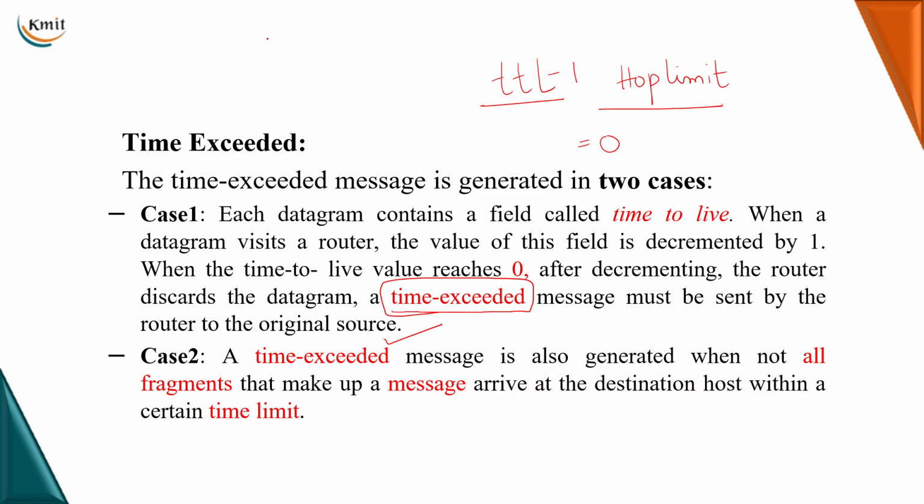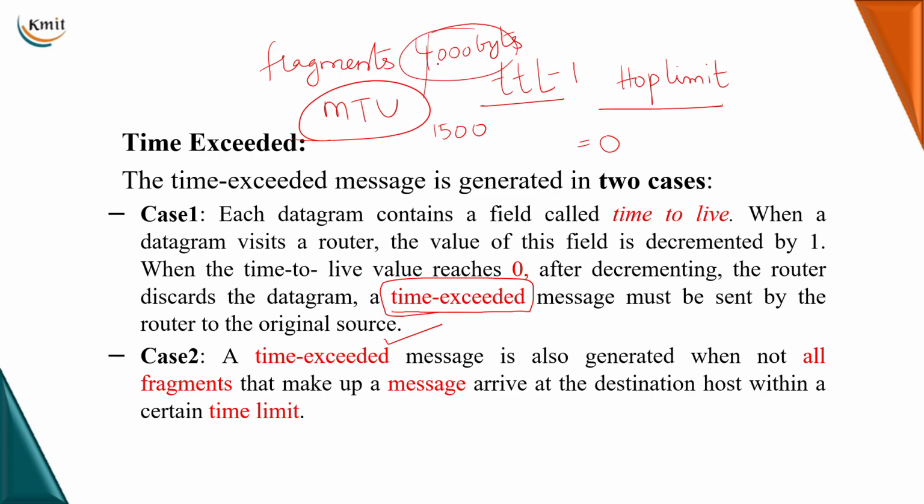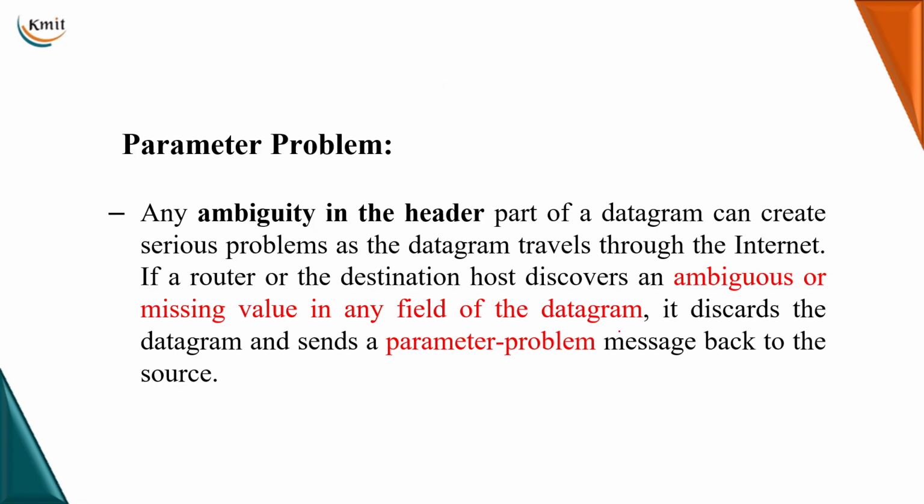As you all know, I told you about packet fragments or datagram fragments, where there is something called the maximum transfer unit. If the maximum transfer unit is 1500 bytes and your message size is 4000 bytes, you will fragment the message. You will divide the message into fragments. And if all the fragments of that message are not received at the destination, then the destination host will send a message called time exceeded to the source host, telling that all the fragments haven't been received within the time limit. Okay.